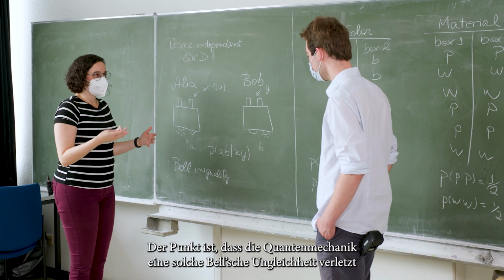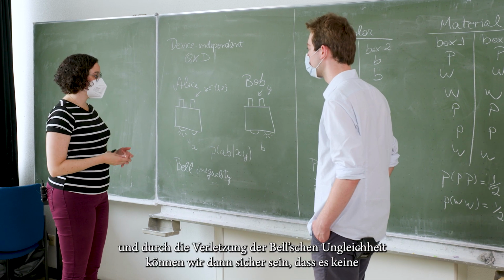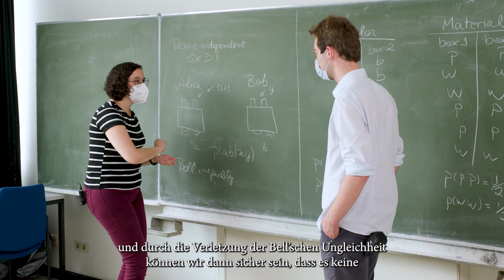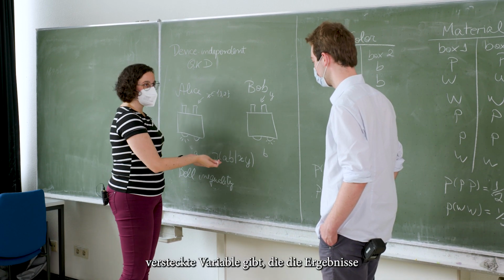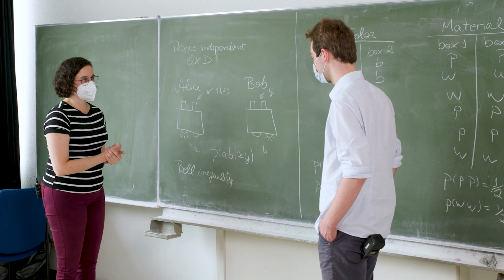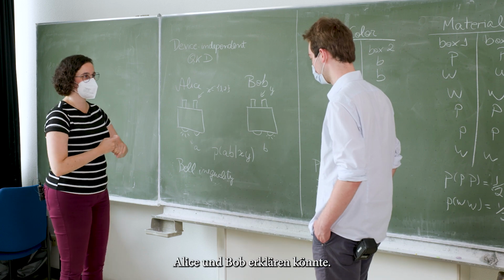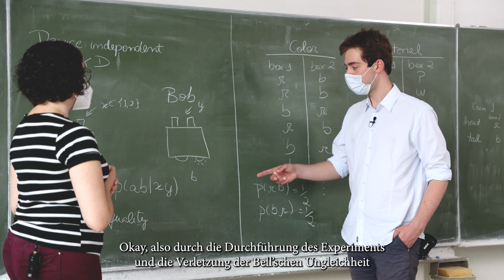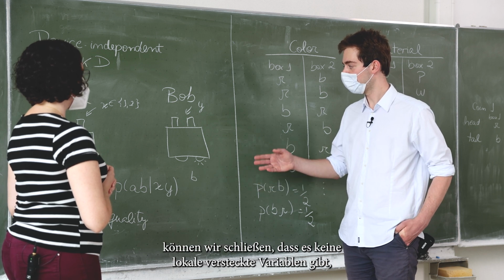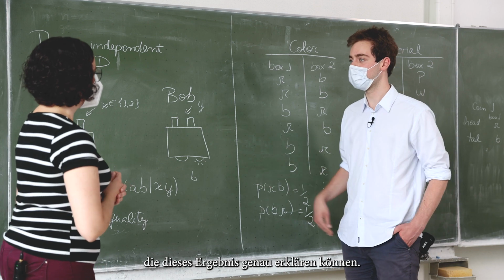But then the point is quantum mechanics violates such Bell inequality. And by violating a Bell inequality, we can be sure there exists no hidden variable that could determine perfectly what the outcomes of these measurements that Alice and Bob are doing are. Okay, so by performing an experiment and violating the Bell inequality, we can therefore conclude that there are no local hidden variables which can explain this outcome.